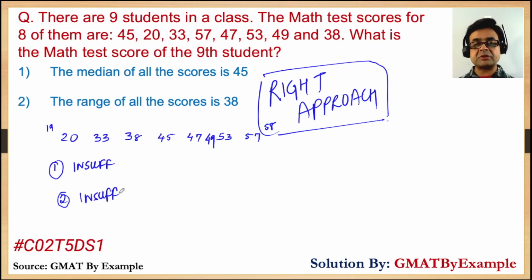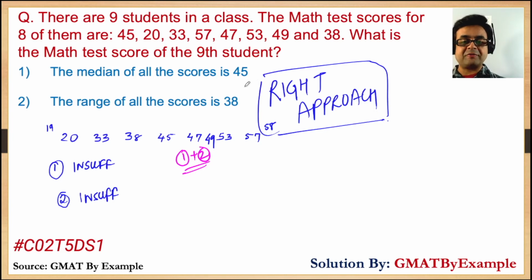Let's look at what happens when you combine 1 and 2 together. So you are given the median of the scores, 45. Now, in the current order, 45 is actually the fourth number. Since there are 9 numbers and the median is the (n plus 1) divided by 2th number, which is the 5th number, 45 has to be the 5th number in the sequence. So that means the 9th student's marks lie somewhere below 45, and we don't know where, so that the median becomes 45. It could also be 45, right? So that's what we know from statement number one.